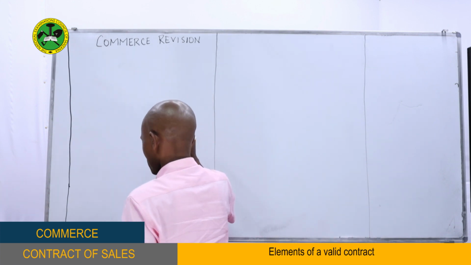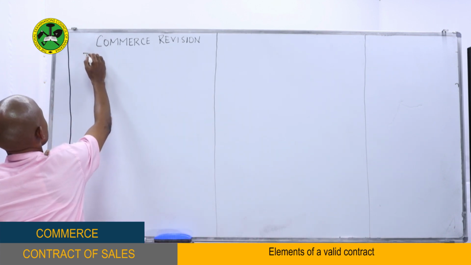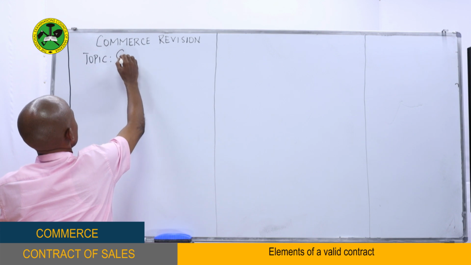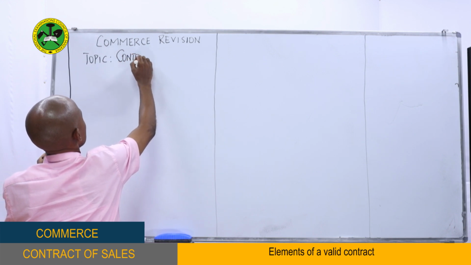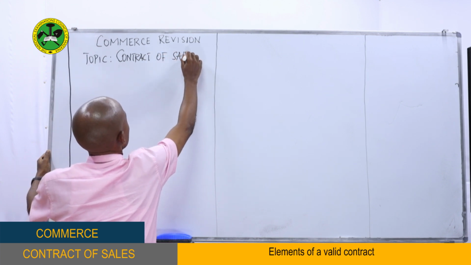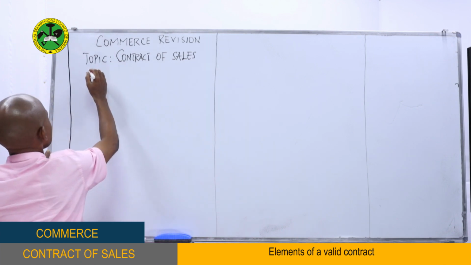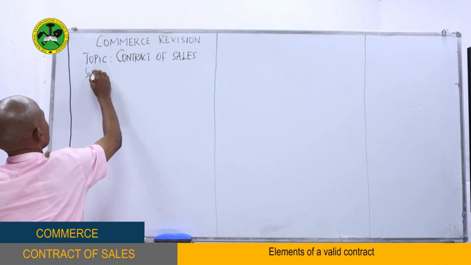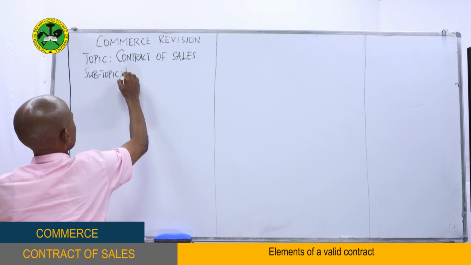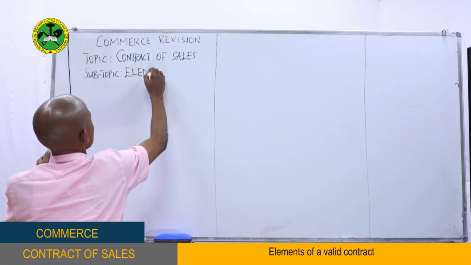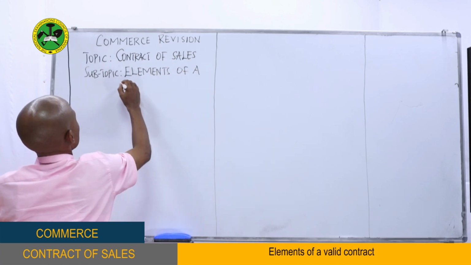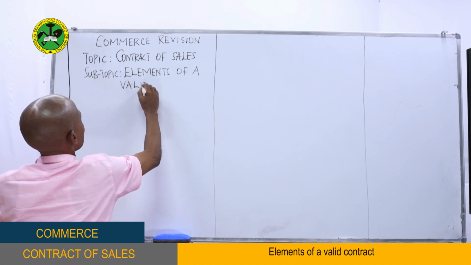So the topic is called contract of sales. Subtopic is called elements of a valid contract.